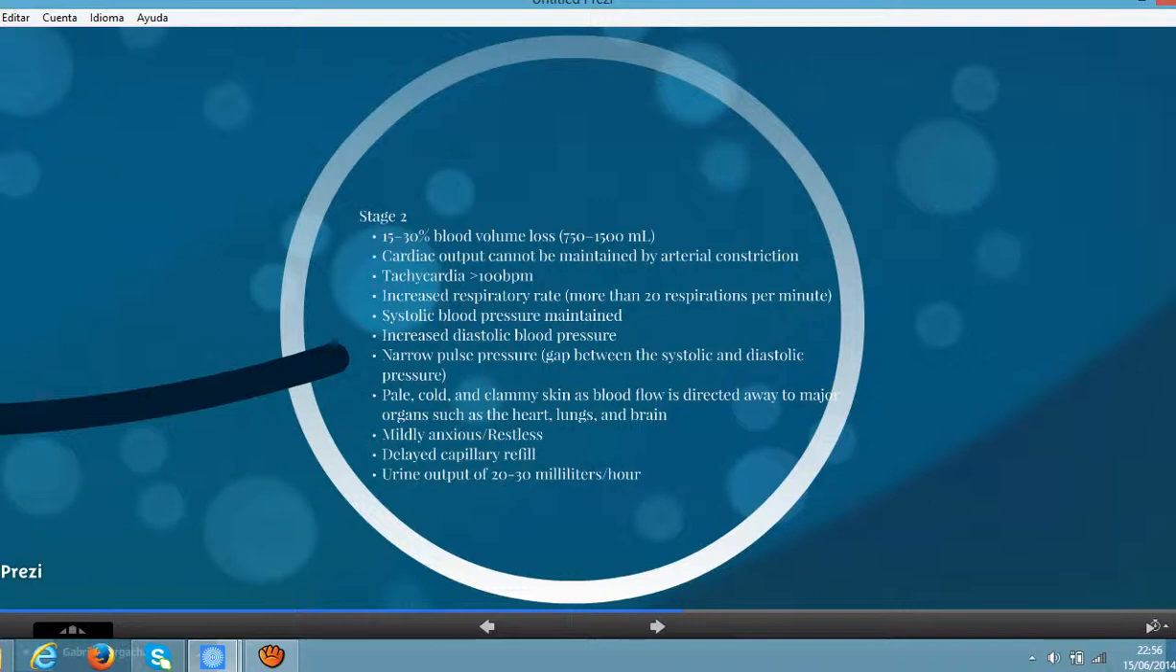Systolic blood pressure maintained. Increased diastolic blood pressure. Narrow pulse pressure, the gap between the systolic and the diastolic pressure. Pale, cold, and clammy skin as blood flow is directed away to major organs such as the heart, lungs, and brain. Mildly anxious, restless. Delayed capillary refill, and lastly, urine output of 20 to 30 milliliters per hour.